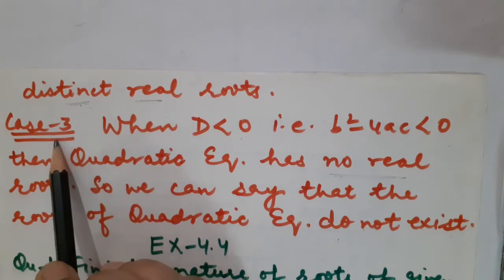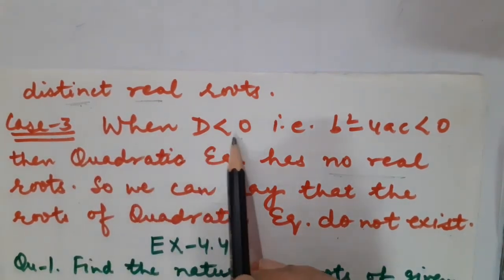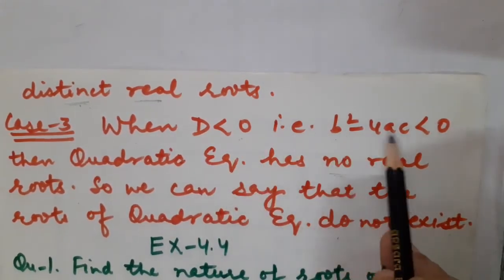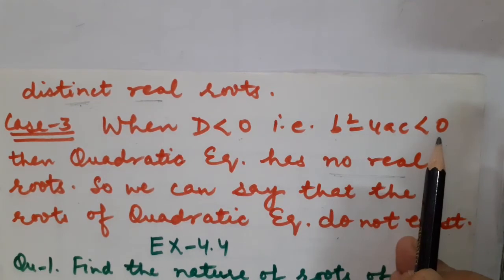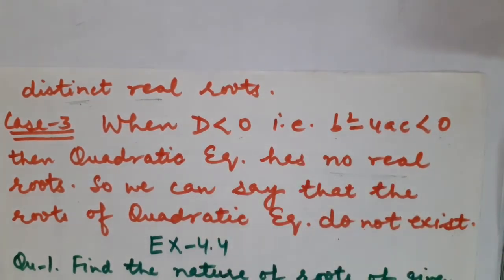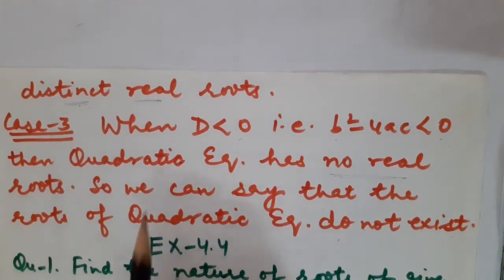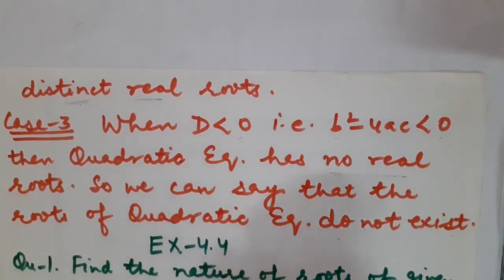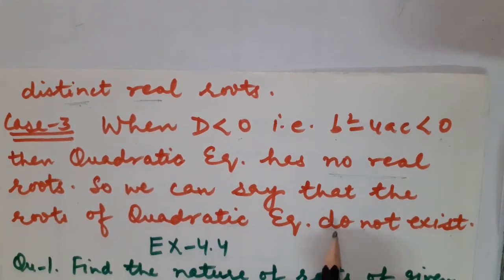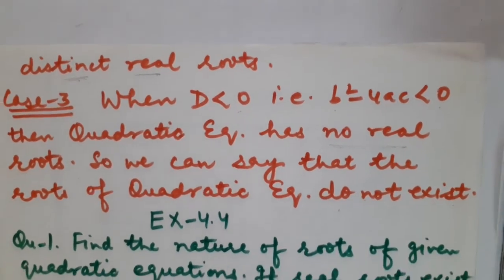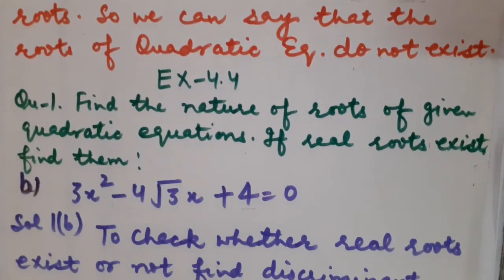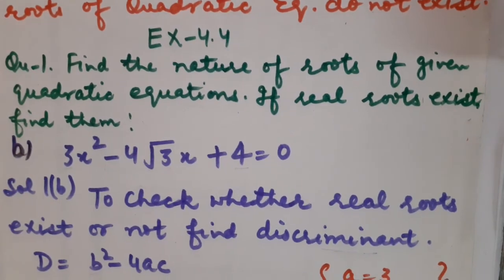Now let us switch to case 3. When D is less than 0, children, then B square minus 4AC will also be less than 0, which means under the root you will get a negative value. In that case, always remember only imaginary roots will be produced and no real roots will exist. Correct, children? So I am going to take one question based on the same concept.